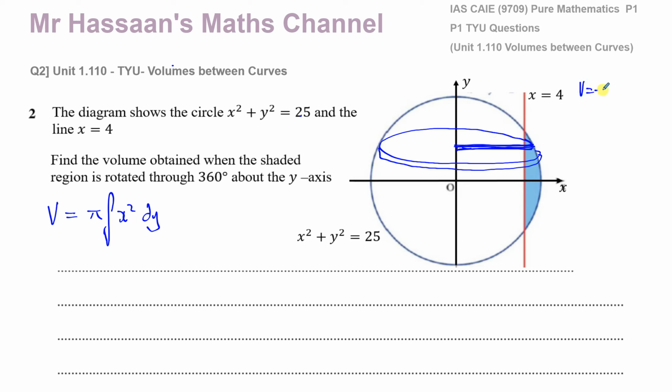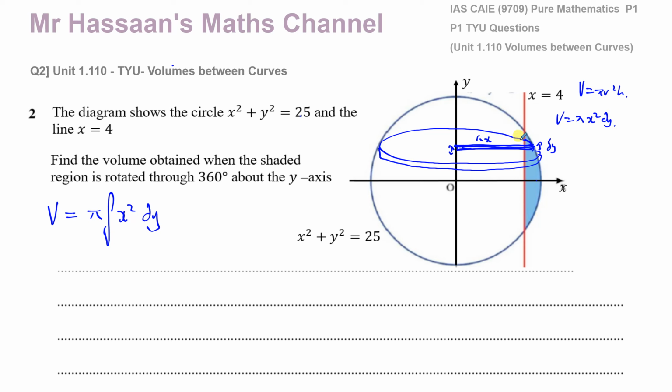Now we know the volume of a cylinder is pi r squared h. So here, this is the x coordinate of that point, so that's the radius. The radius is equal to x. And the height of the cylinder is that small little bit there, a small amount in the y direction. So the volume would be pi times x squared dy. That's where that comes from.